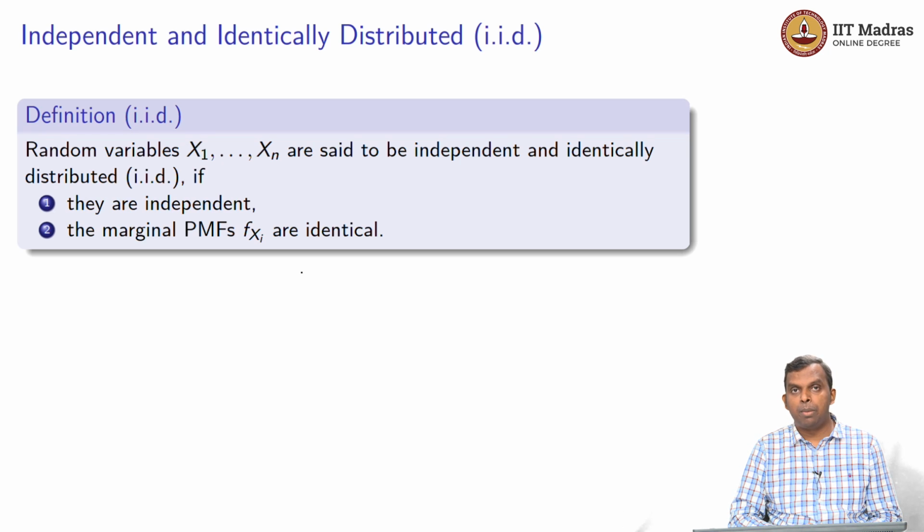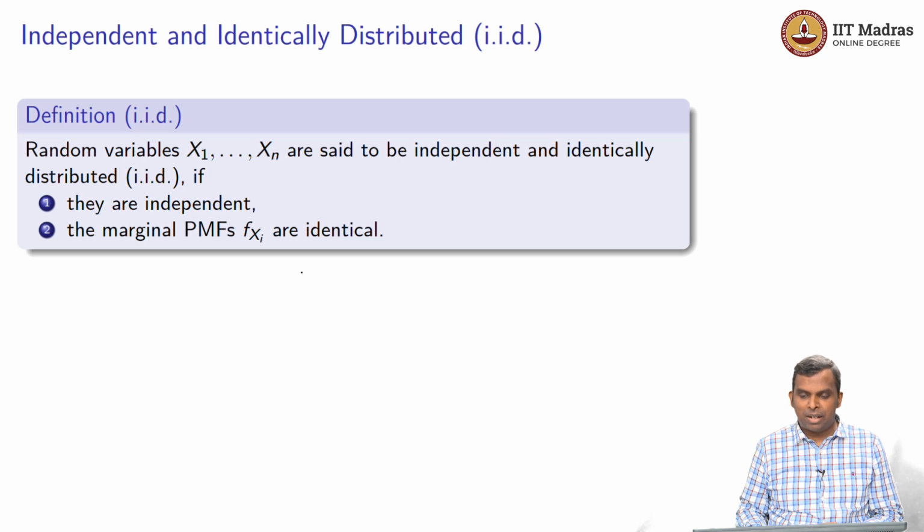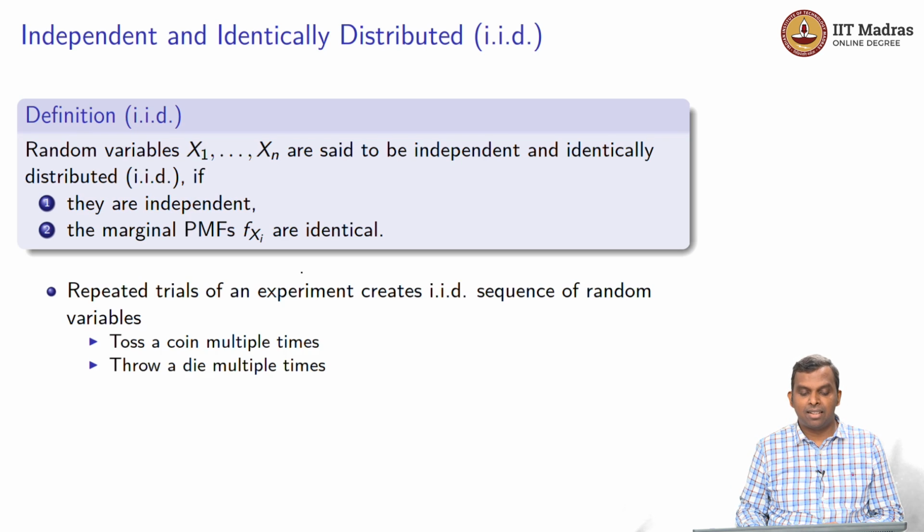So what will happen to the joint PMF? You can see if they are independent, the joint PMF is the product of the marginals, and the marginals are all identical. So you just take one of the marginals, raise it to the power n, and you will get the joint PMF. So everything is easy in the independent and identical case. The IID case is very easy.